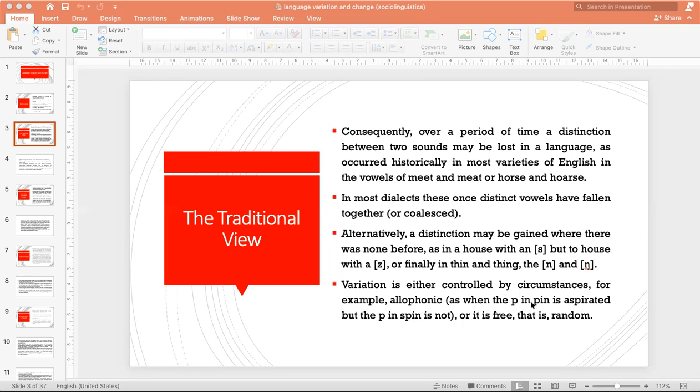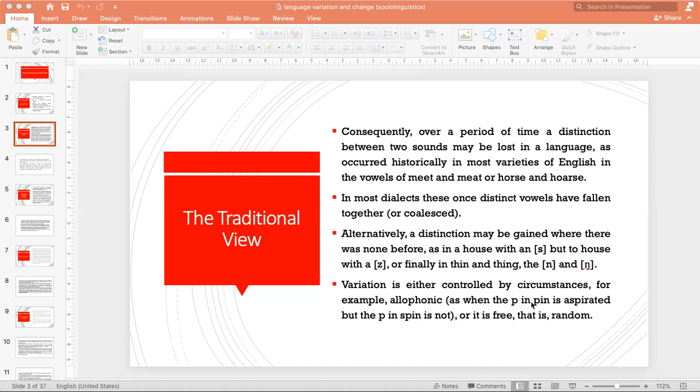In what we will call the traditional view of language change, the only changes that are important in language are those that can be demonstrated to have structural consequences. So, alternatively, distinctions may be gained where there was none before, as in house with s, to house with z, and finally thing and thing. In each of these cases, a single phonological entity became two. There was a structural split, so we can find instances of phonemic collisions, situations in which a contrast existed at one time but was later lost, and instances of phonemic split, situations in which there was no contrast at one time, but a contrast developed. According to this view of change, that is all we can really say, because it is structural considerations alone that are all important.